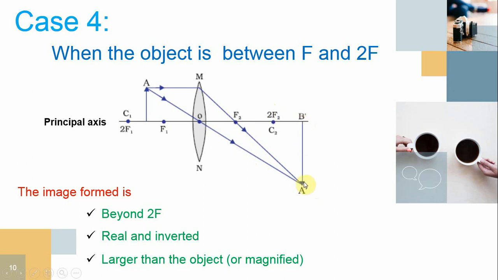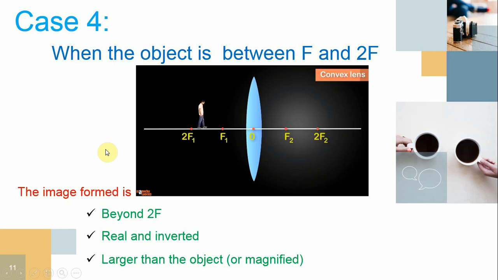So here the image is real and inverted, and the size of the image is larger than the size of the object. So the magnification is higher. The height of the image is greater than the height of the object. Let us see the animation.